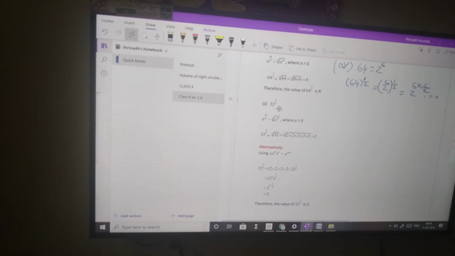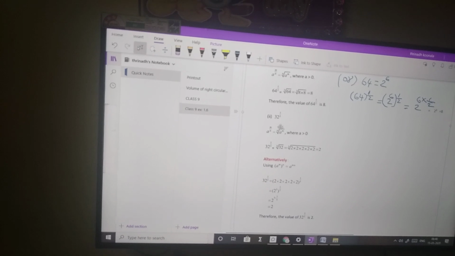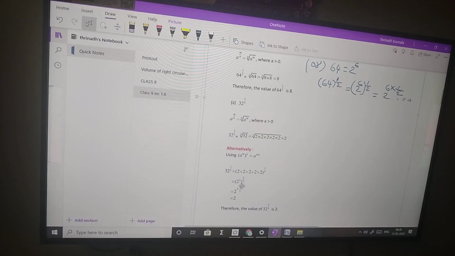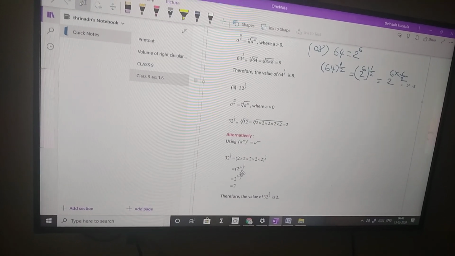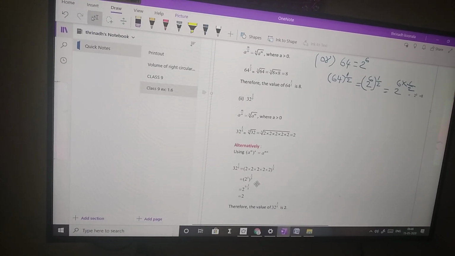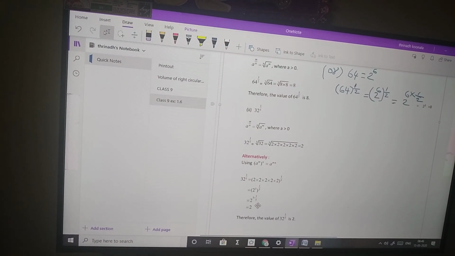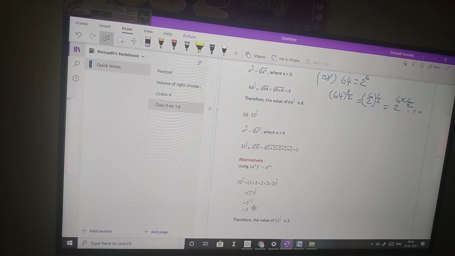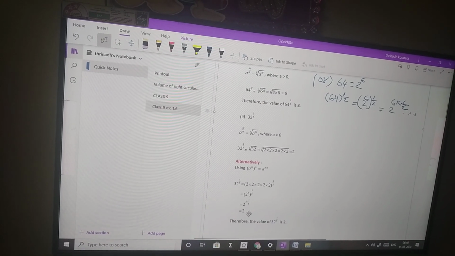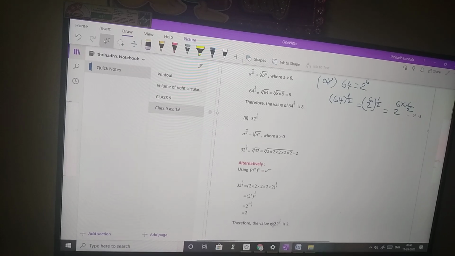32 whole power 1 by 5. It can be expressed as 2 power 5. So 32 we can express as 2 power 5 whole power 1 by 5. So a power m whole power n formula, a power m into n. So 2 power 5 into 1 by 5. So simplifying, 5 gets cancelled, 2 power 1, that equals 2.